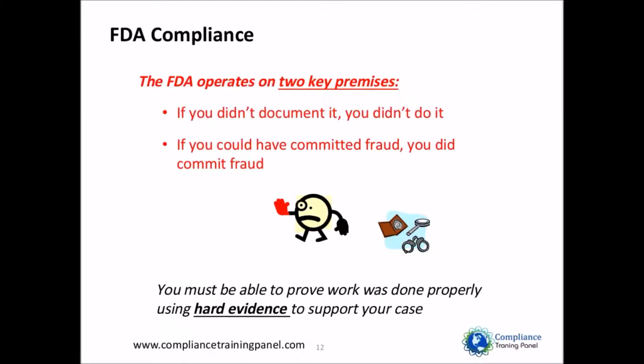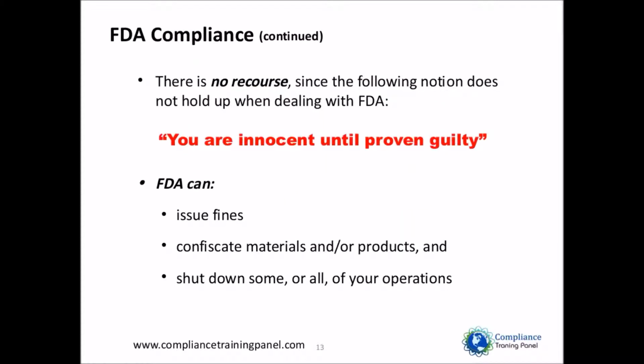Now when we look at the FDA, they operate on two very key premises that need to be kept in mind. If you didn't document something, you didn't do it. So if you want to provide FDA evidence that something was done, if you want to submit data or information or use it to support the fact that your product is of the right quality and should be released, there's no recourse with FDA. You're innocent until proven guilty may hold up in a U.S. court of law, but in an FDA world, you're guilty until proven innocent. They can issue fines, they can confiscate materials or products, and they can shut down any part or all of your operations.